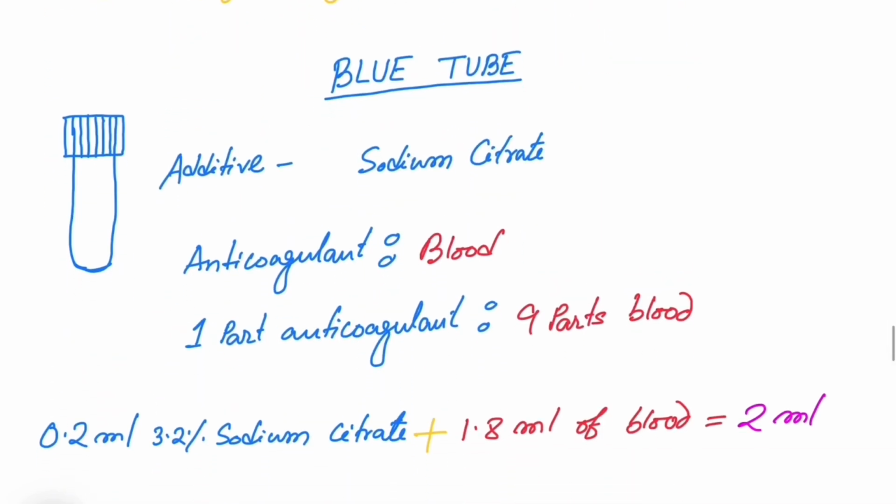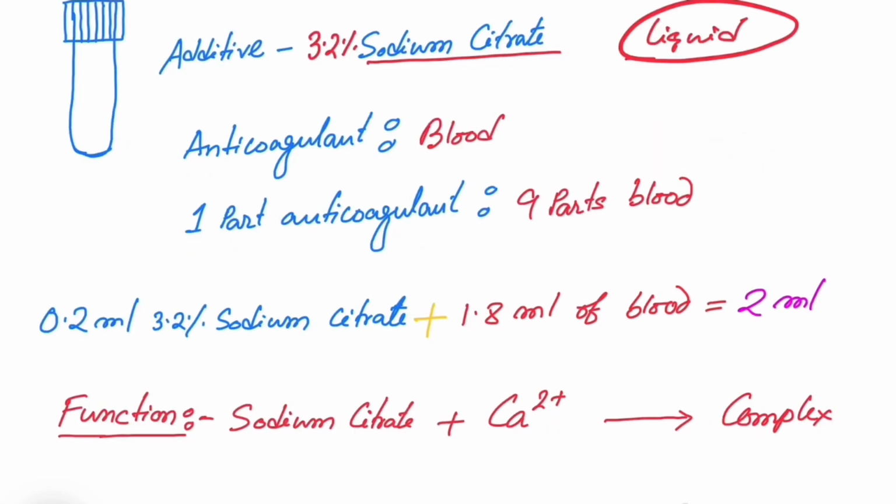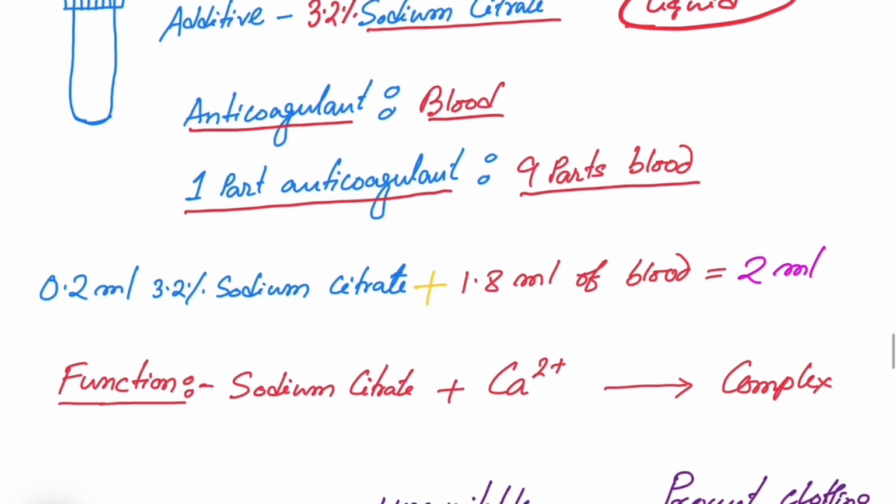Next we are going to talk about the blue tube. The additive within the blue tube is sodium citrate. But what is the strength of that sodium citrate? The strength is around 3.2% sodium citrate. And the sodium citrate is a liquid anticoagulant. So what is the ratio of anticoagulant and blood? That means we are going to take 1 part of anticoagulant and mix with 9 parts of blood.